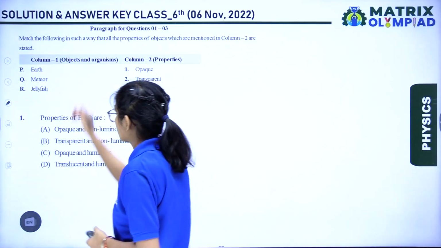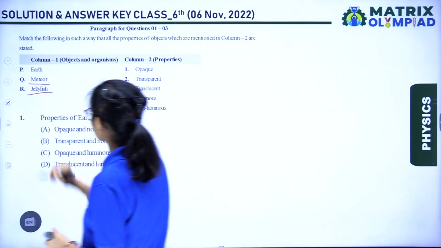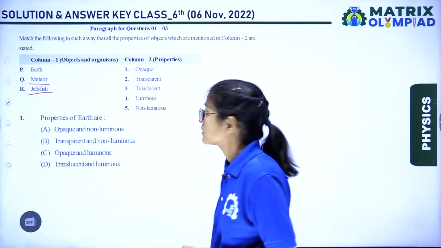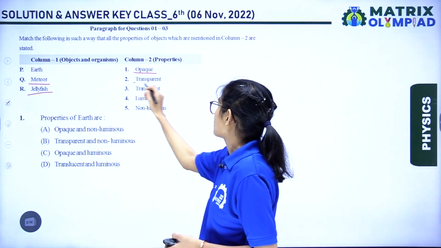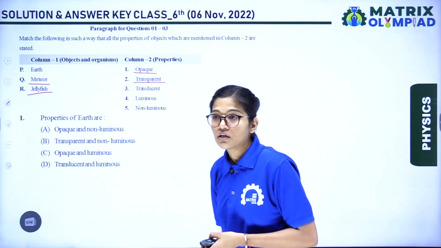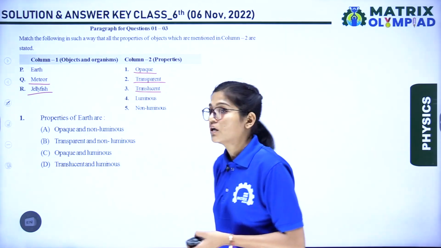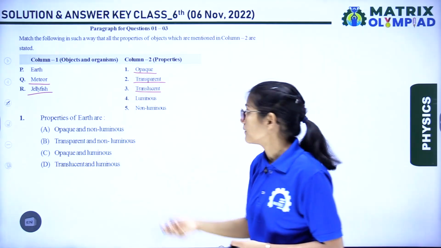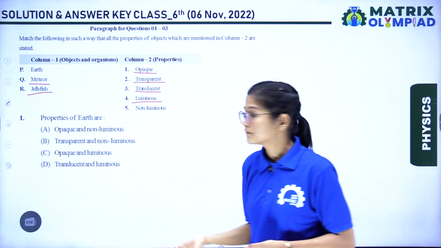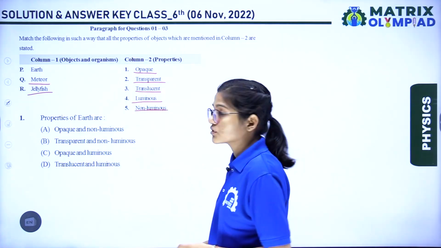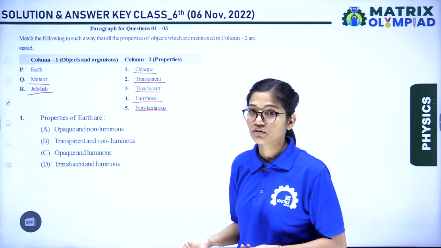In question number first, three objects are given: Earth, meteors, and jellyfish. And here are the properties of these objects. Opaque objects just block the path of light. Transparent objects allow light to transmit through them. Translucent objects let only part of the light pass through them. Luminous sources have their own light and emit it. Non-luminous sources don't have their own light, they just reflect the light that strikes their surface.